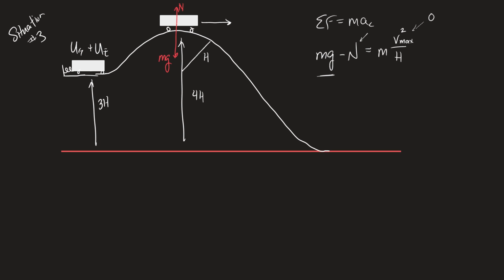So as I make v bigger, n gets smaller. The smallest that can happen is when n is zero. So my maximum occurs when n is zero. So that's what Vmax will be. Mg equals m Vmax squared over h. And that tells me right away that Vmax is the square root of gh.